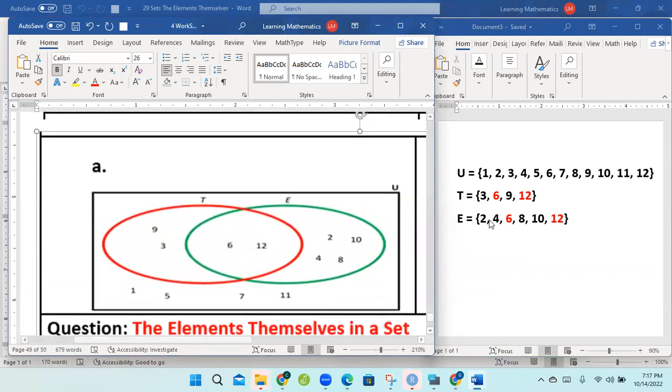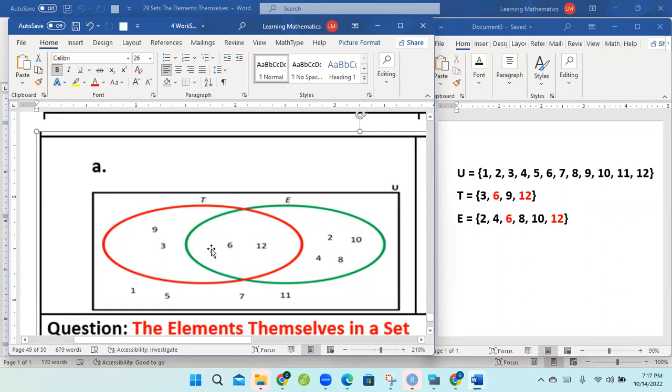We're starting with 1. 1 is not part of T and not part of E, so 1 comes outside, as you can see clearly. 2 is even only, so 2 comes here. So this area is E only. This area is T and E. This is T only, and here is neither in T nor E. So 2 is even only. 3 is a multiple of 3 only.